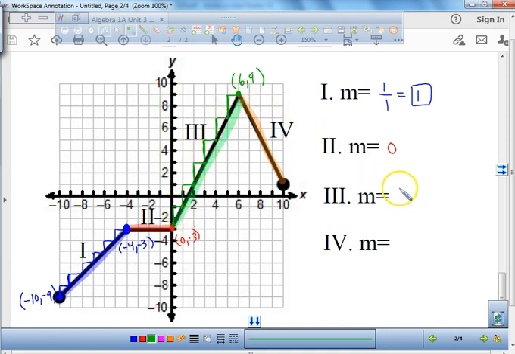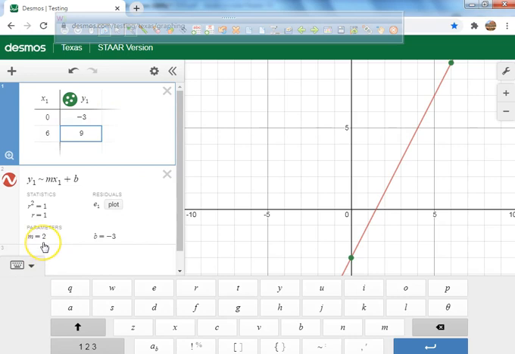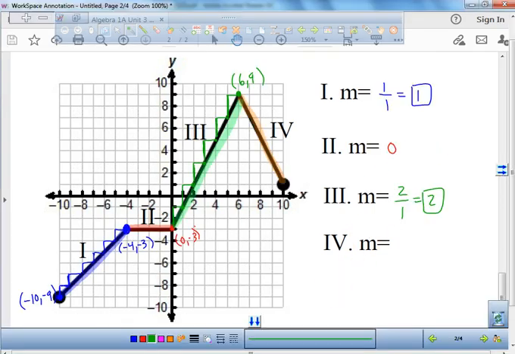So what do you guys think my slope is? 2 over 1, and what's it equal to? 2. All right? So watch this. I'm going from 0, negative 3 to a 6, 9. So I'm going from 0, negative 3 to a, what am I going to do? Put a 6 and then a what? Right there, boom. What does it say my slope is equal to? 2.